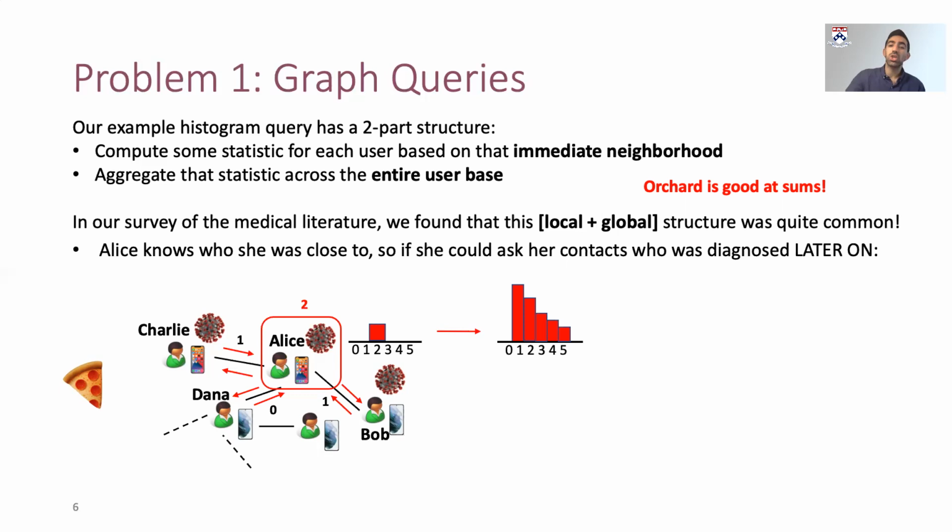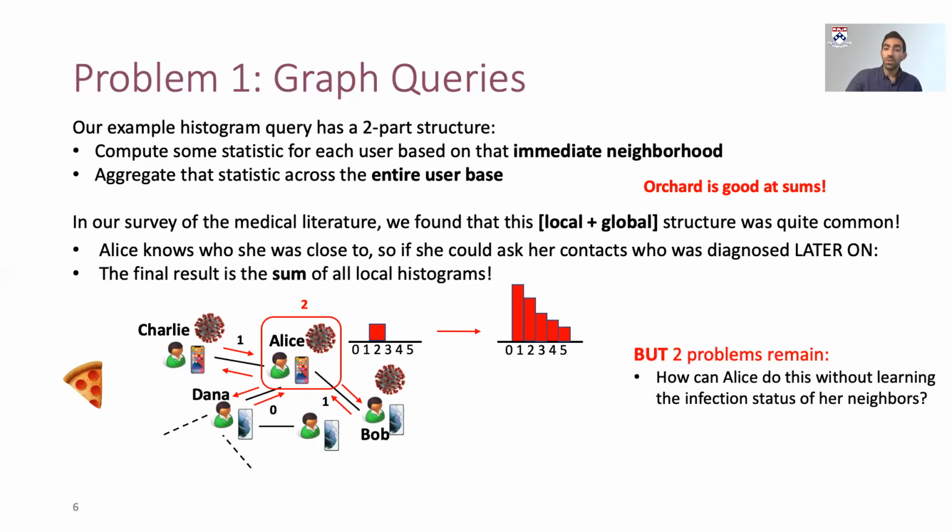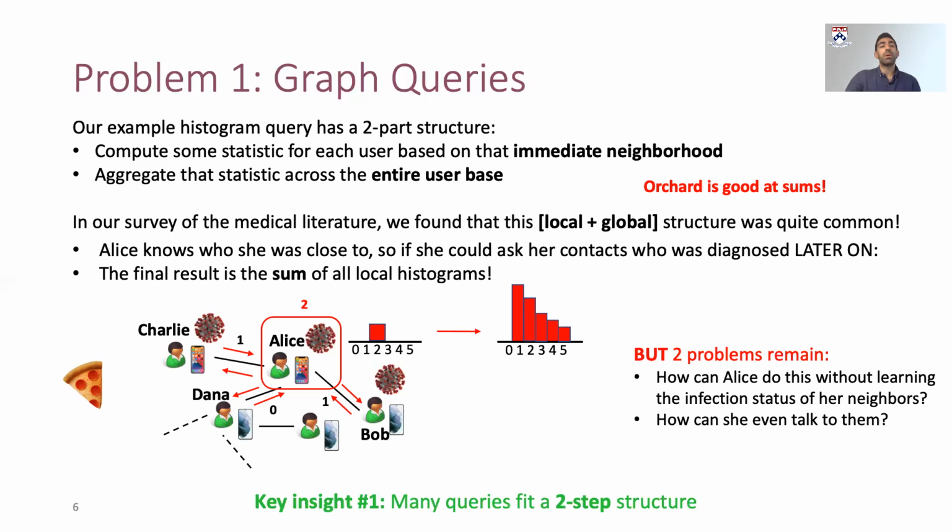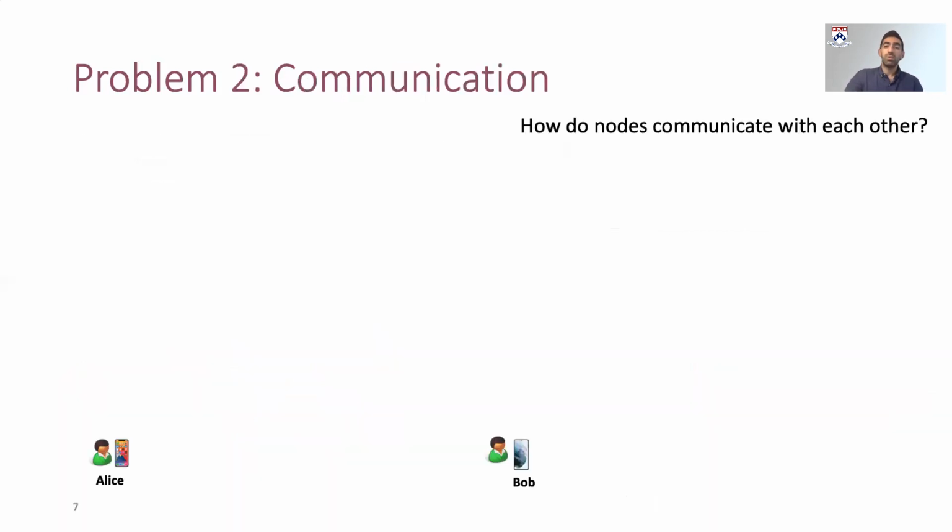This immediately raises two problems though. So one, how can Alice do this without learning the infection status of her neighbors, which is private? And two, how can she even talk to them? The exposure notification system uses pseudonyms for one, and she won't be in communication range anymore by the time they're diagnosed. So I'm going to get into this in a second, but the key insight here is that many queries fit this two-step structure. So now to get into communication, how are we going to do this?